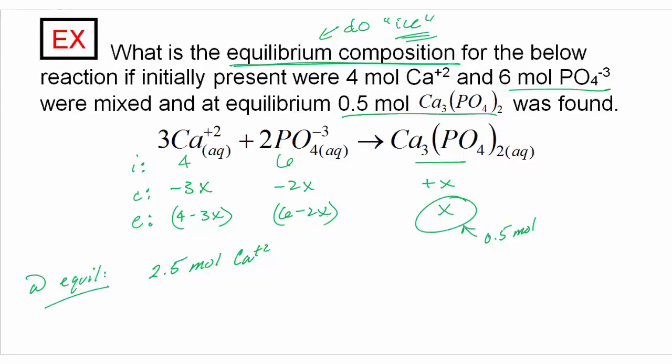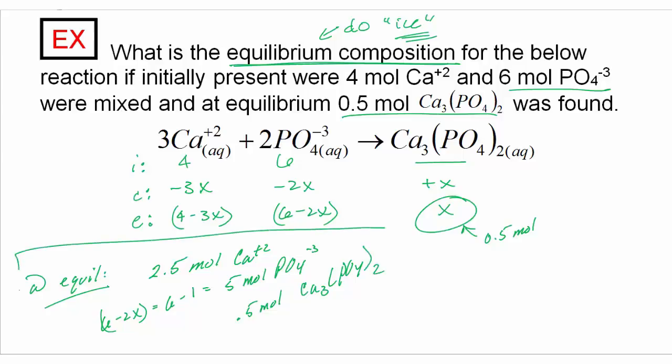Right? We'll have 6 minus 2x. So 6 minus 2x is what? 6 minus 0.5 times 2 is 5 moles of phosphate. And then we'll have 0.5 moles of calcium phosphate. So 2.5, 5, and 0.5.